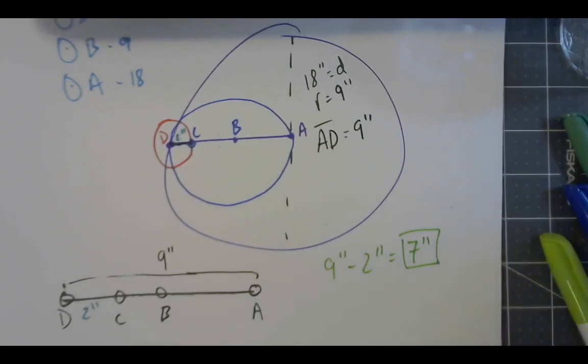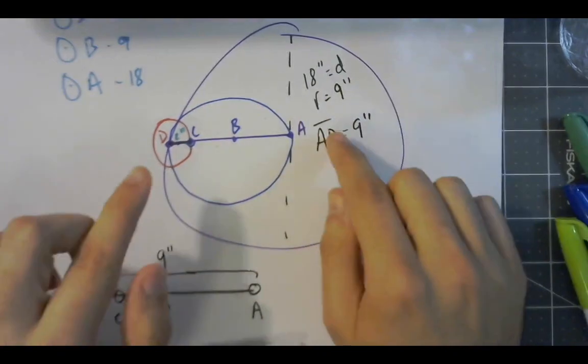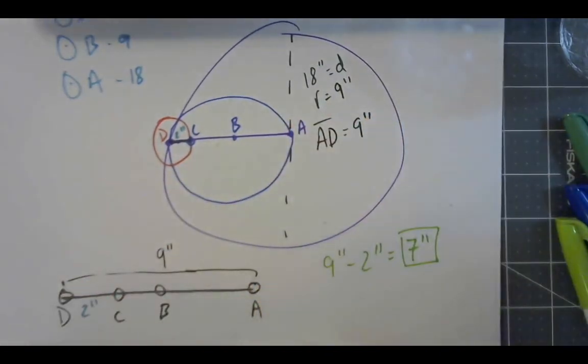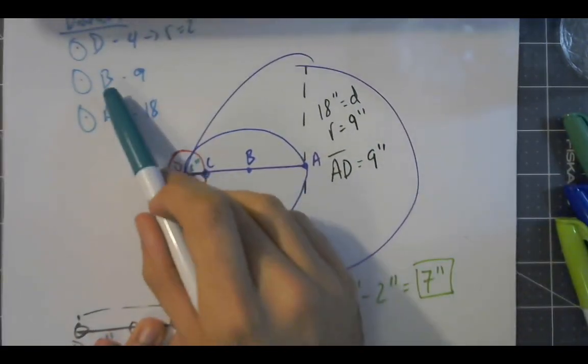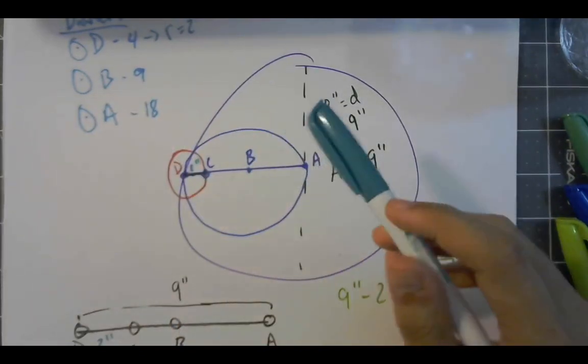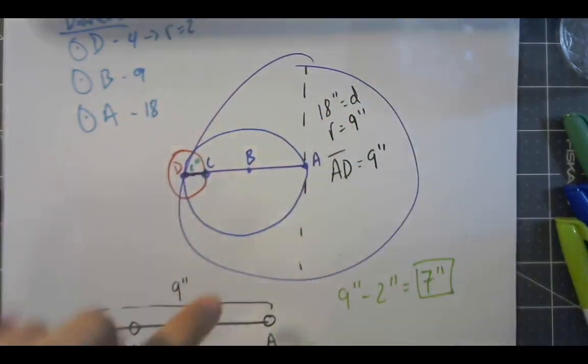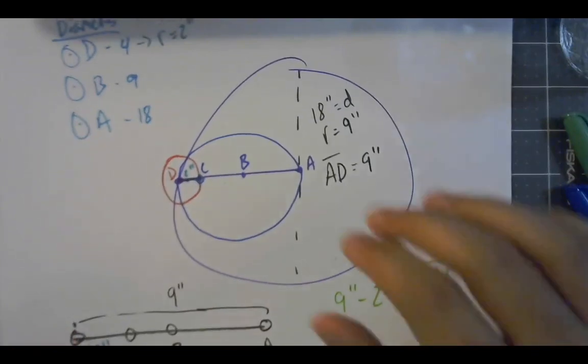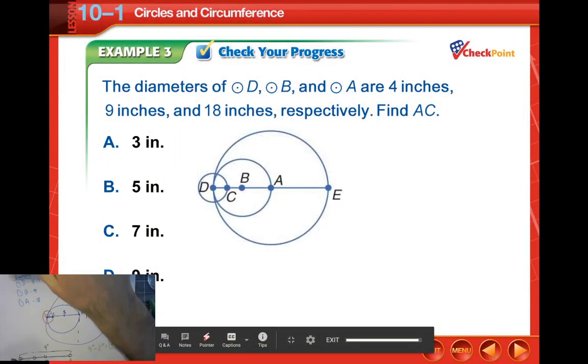So this whole problem, all it's doing is saying, can you take these different diameters and cut them up into half so you have the different radii? We didn't end up using the circle B's diameter, but we could have put that in here and known a little bit more. So here are your options. Your options were 3, 5, 7, and 9. We found that by solving it, got 7.